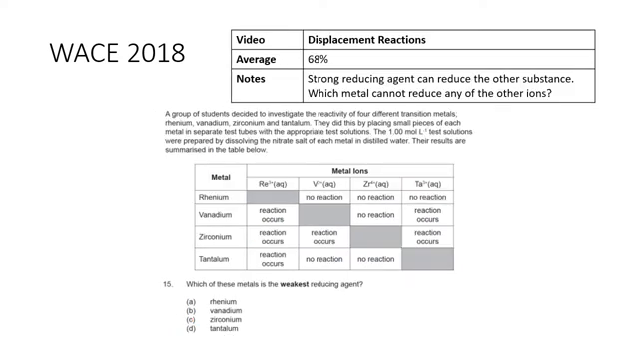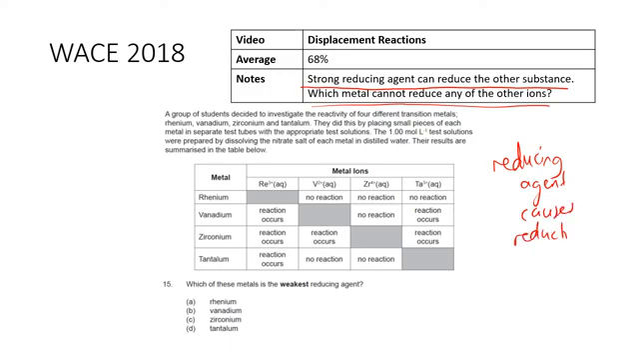Again, same question, but instead it's asking for the weakest reducing agent. So, strong reducing agents can reduce other substances. Which metal cannot reduce any of the other ions? Okay, so remember, a reducing agent causes reduction. So a strong reducing agent can reduce a lot of other things. So which one cannot reduce anything? Meaning that it is the weakest reducing agent.